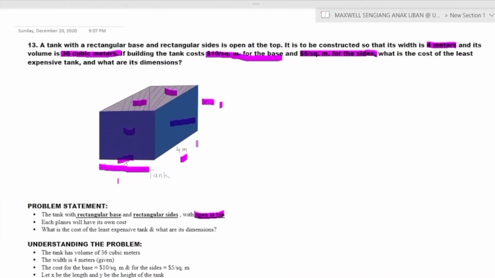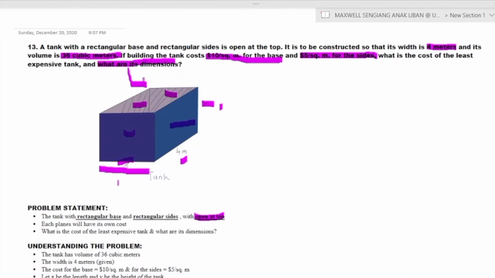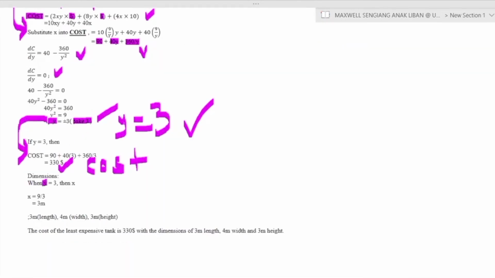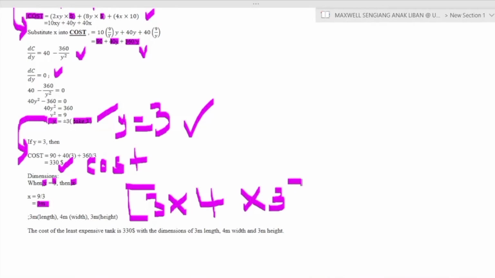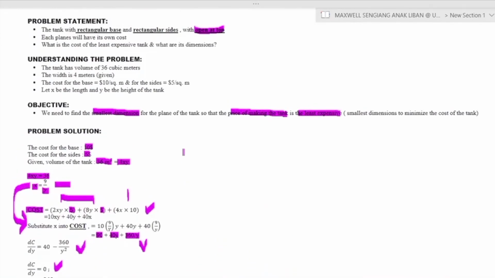And for the last part, we need to find the dimensions of the tank. When y is equal to 3, then x is equal to 3 meters. So the dimensions of the tank are 3 for the length, 4 for the width, and 3 for the height. So we can conclude that the cost of the least expensive tank is 330, and the dimensions that will minimize the cost of the tank are 3 meters by length, 4 meters by width, and 3 meters by height. So that's all from me.